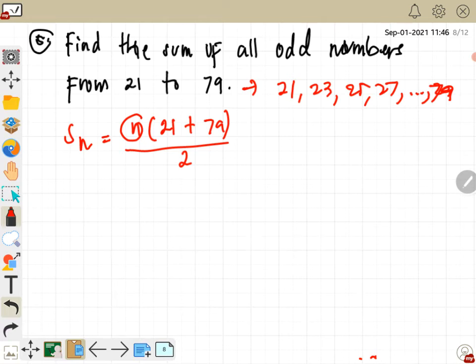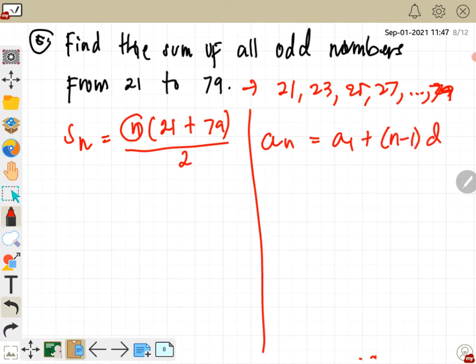So we may try to find the value of n using a sub n equals a sub 1 plus n minus 1 times d, the general term of an arithmetic sequence. What is our a sub n? That's the last term, which is 79. Then our a sub 1 is 21, the very first odd number from that interval.